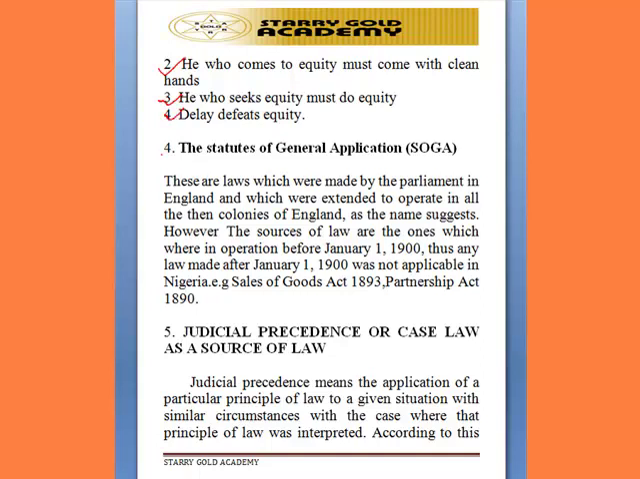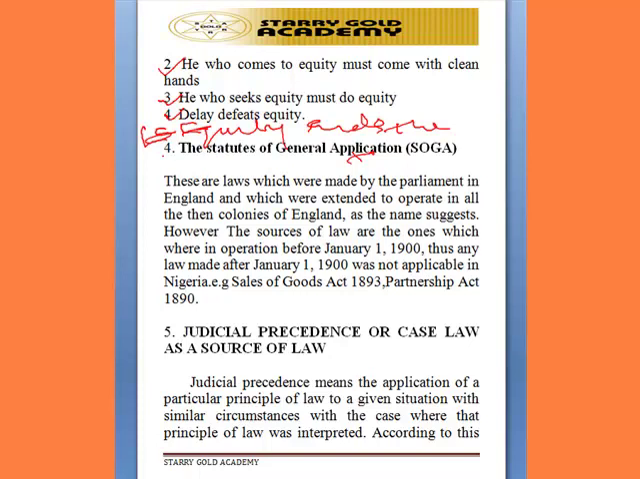Then fifthly, though it's not listed here, we also have what we call equity aids the vigilant and not the indolent. And also, equity will not suffer any wrong to be done. All these constitute the body of rules that you must observe before you can come under equity.